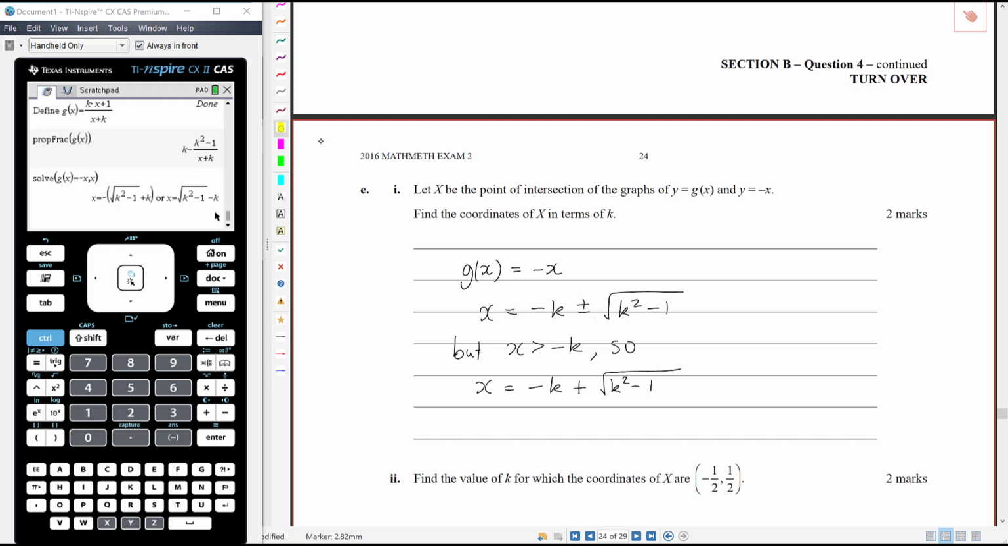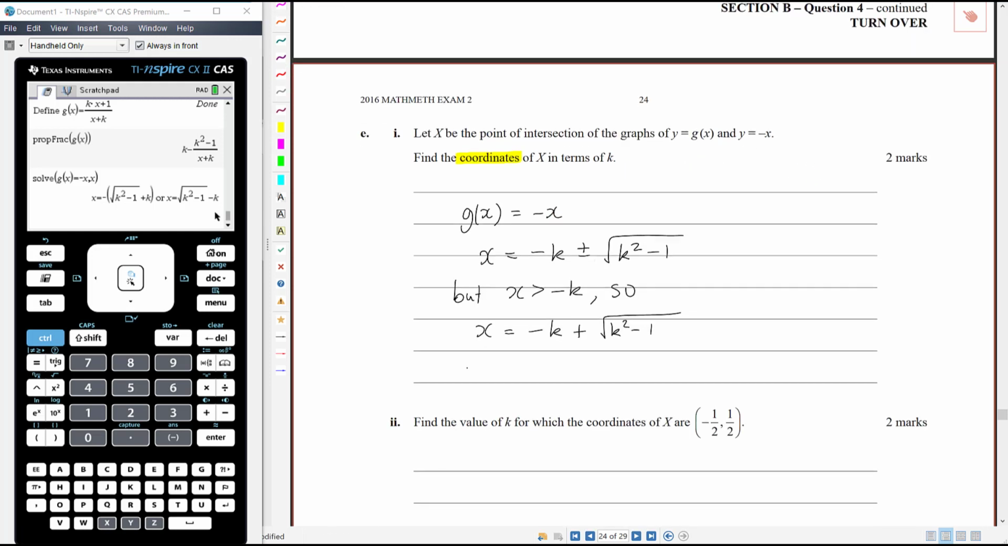Now we want the coordinates, but as I said, y is equal to negative x, so the y coordinate will just be the negative of that. And so therefore the coordinates of X are, the x coordinate is negative k plus the square root of k squared minus 1, and the y coordinate will be positive k minus the square root of k squared minus 1. So just the negative of that.